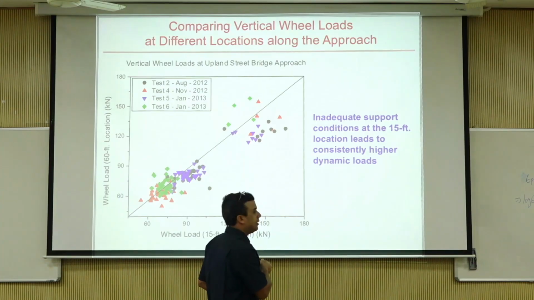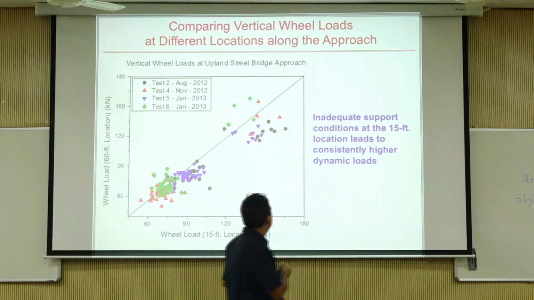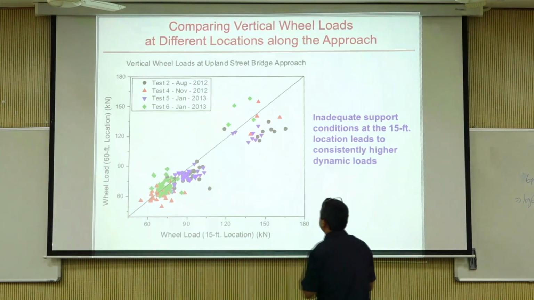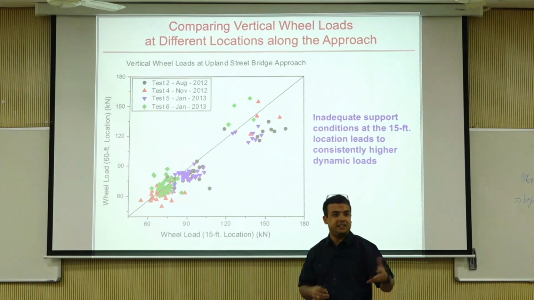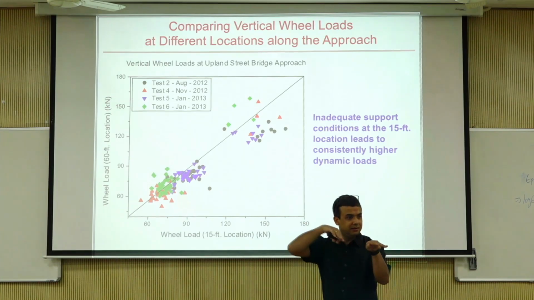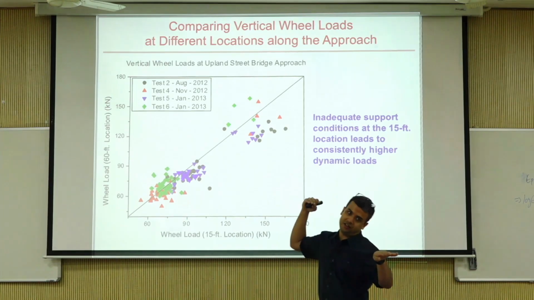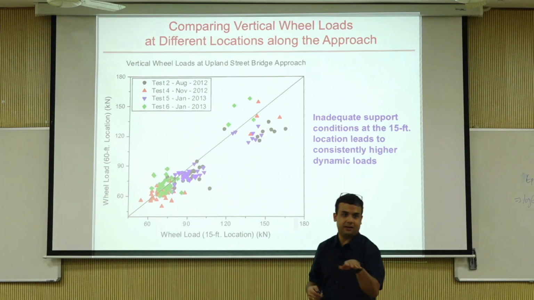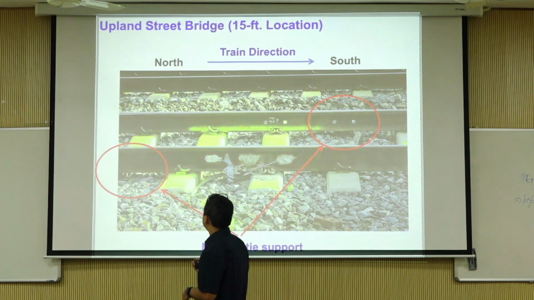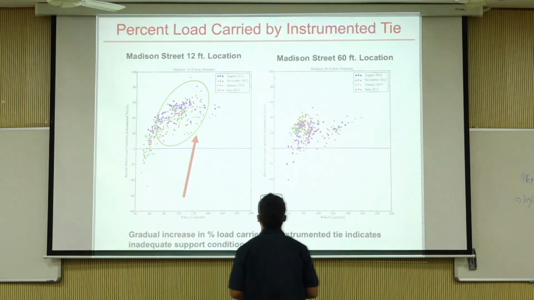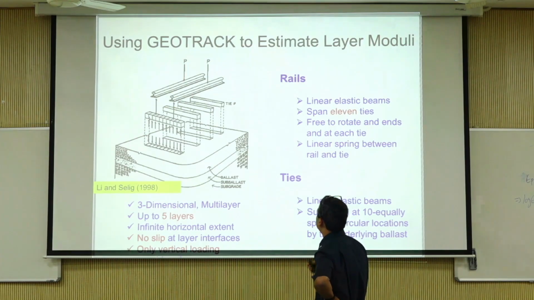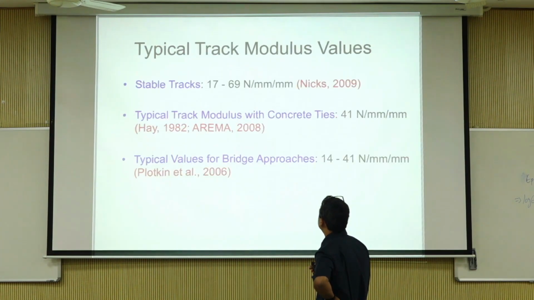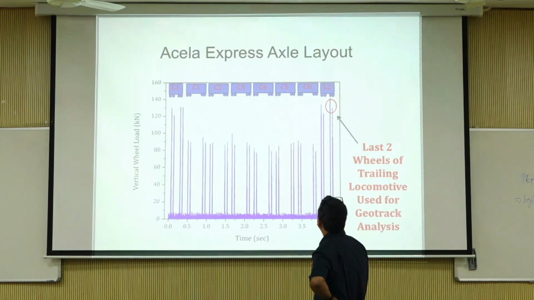On these tracks, on these locations, on these dates, the 15 feet location has a higher wheel load than 60 feet. That's because there is a dent, there is an unsupported condition, it's banging it there. That's the problem. Something called missing ties and stuff. We'll get into a lot of this tomorrow. So then we use some GeoTrack, which is a modeling software, to model these. Again, mostly tomorrow, I think I will show this.